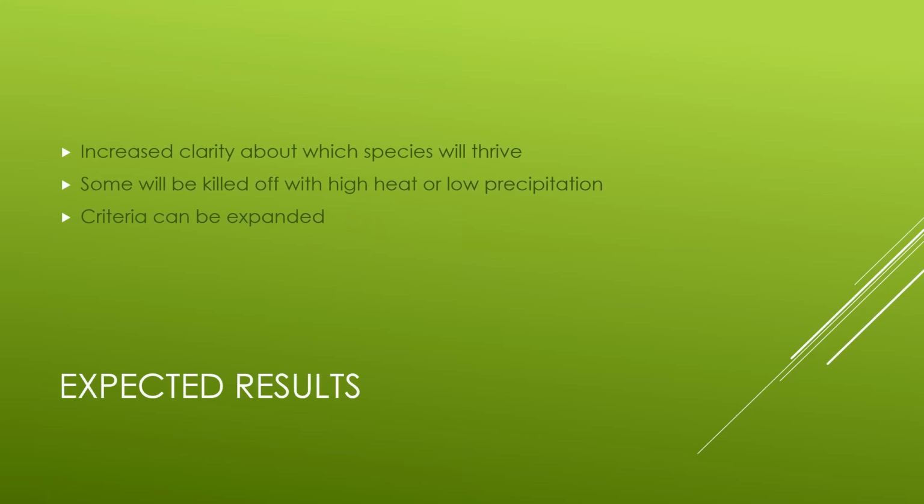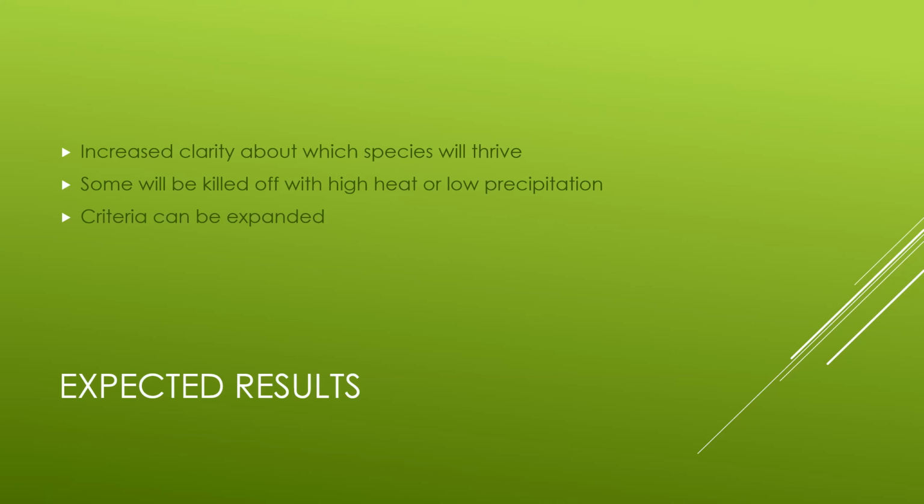From this analysis, I expect to find that some species will not survive in the more extreme climate change scenarios, and others will thrive under the new conditions. I also expect to see some general trends in which plants do well, either because they have a taproot or because of their photosynthesis pathway. This knowledge will increase the clarity about which species should be targeted for removal. Criteria for consideration can also be expanded if time allows to account for other variables.